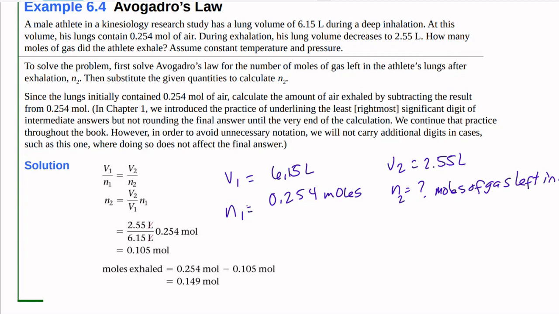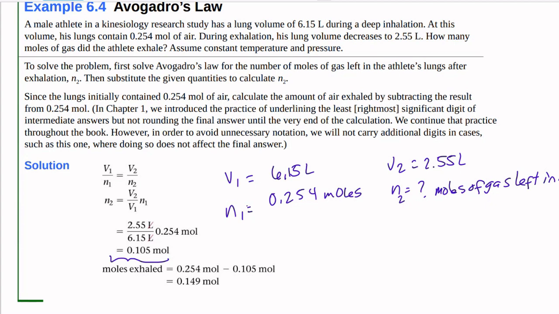Okay, so if we plug everything in, we get N2 equals V2 over V1 times N1. So that gives us 2.55 liters divided by 6.15 liters times 0.254 moles. So the amount of gas left in his lungs would be N2, which is 0.105 moles.